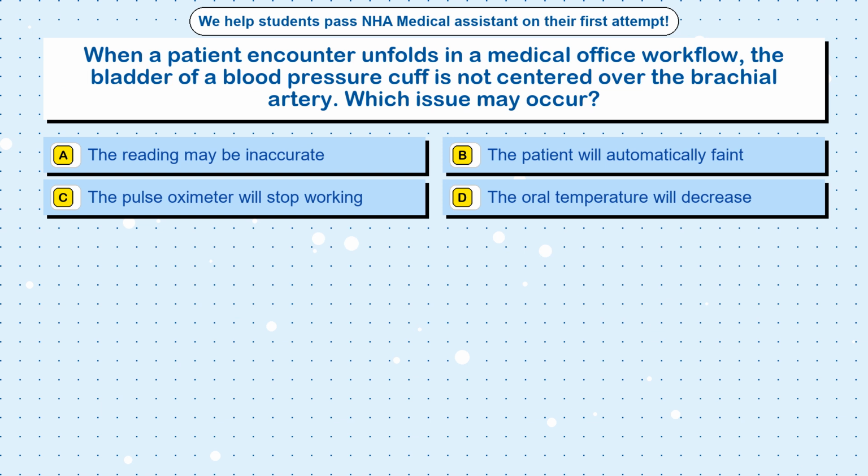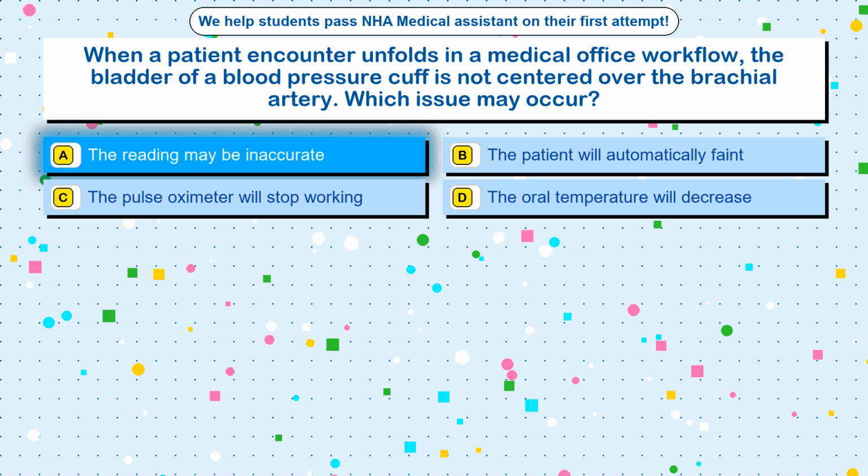Question 50. When a patient encounter unfolds in a medical office workflow, the bladder of a blood pressure cuff is not centered over the brachial artery. Which issue may occur? Option A, the reading may be inaccurate. Option B, the patient will automatically faint. Option C, the pulse oximeter will stop working. Option D, the oral temperature will decrease. The correct answer is option A, the reading may be inaccurate.